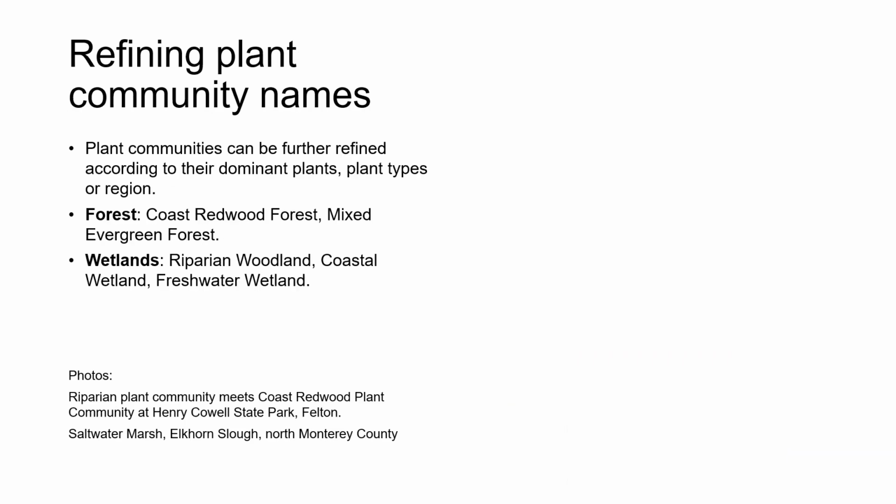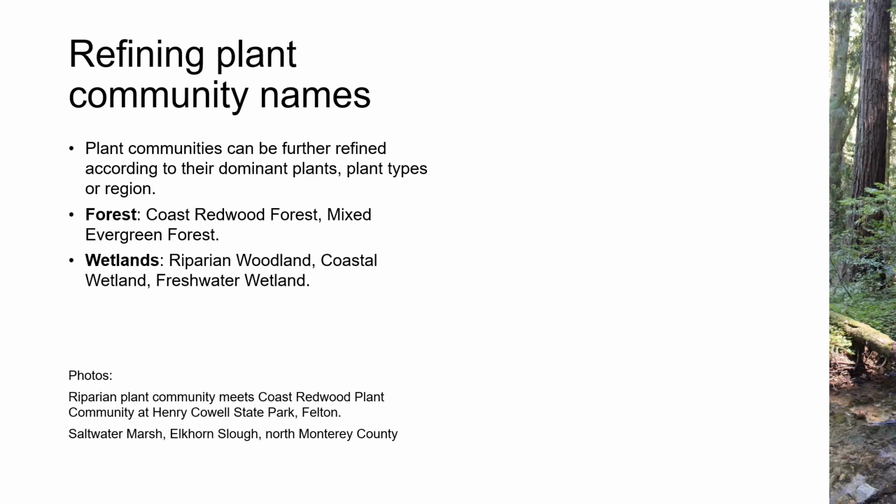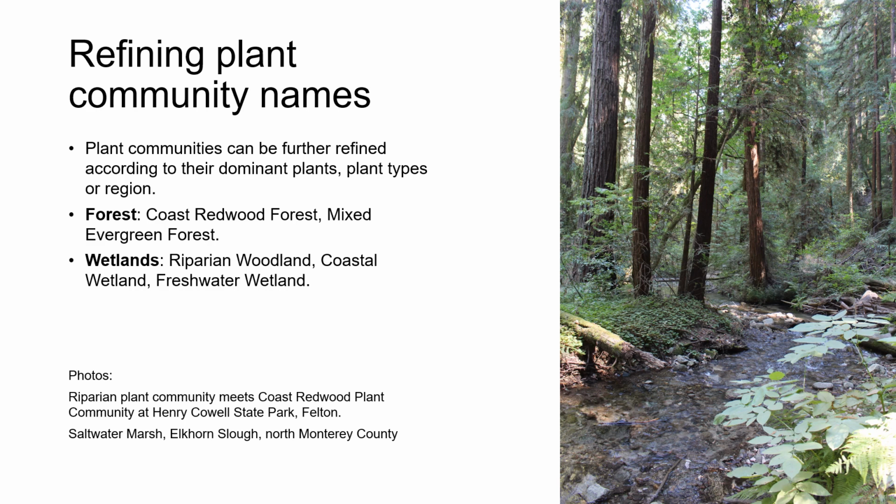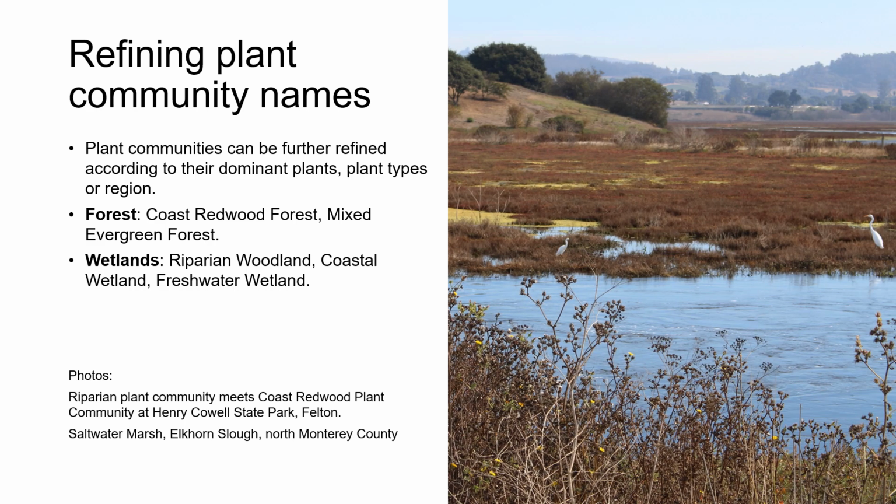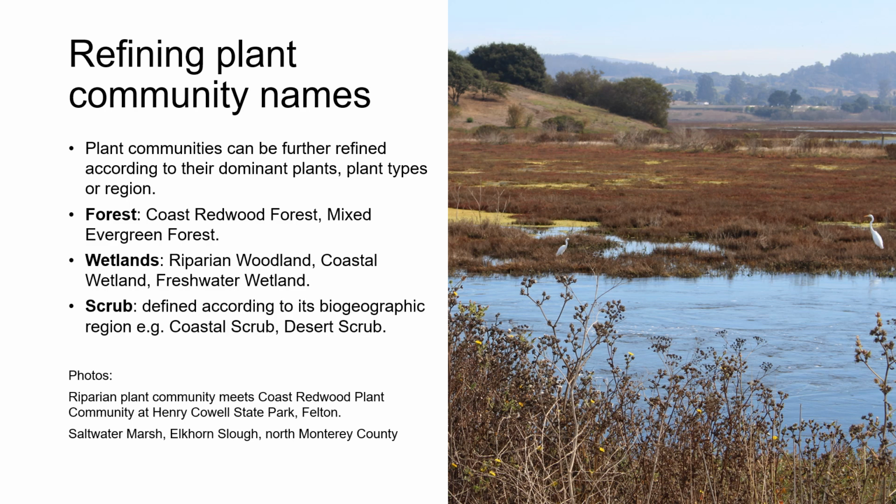The names of these broadly defined plant communities can be refined using their dominant plants, plant types, or region. For example, forest might be refined or subdivided into coast redwood forest and mixed evergreen forest. Wetlands can be refined to include communities such as riparian woodland, freshwater marsh, or saltwater marsh like parts of Elkhorn Slough. Scrub is usually refined according to its biogeographic region, and so we have coastal scrub near California's coast and desert scrub in the desert floristic province.